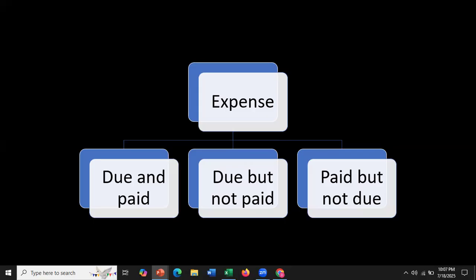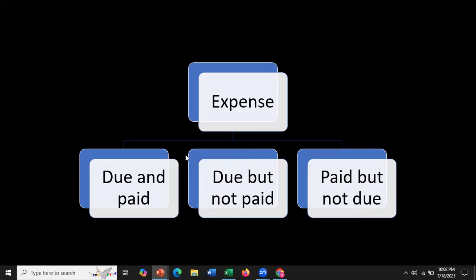So recording an expense is a matter of principle. But payment of expense is a matter of management decision. Sometimes companies pay expenses on time, due and paid, a cash outflow and also an expense. Sometimes the expenses are due but not paid, but accrual and matching say you still have to record it. So it's an expense but a liability. But sometimes the company, out of compulsion or for some business reasons, pays in advance. So that is expense paid but not due.